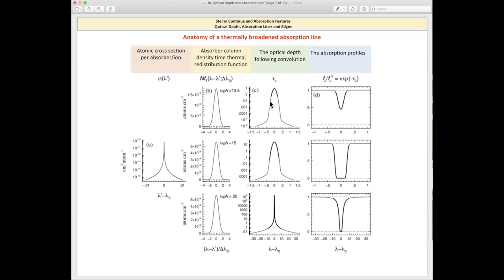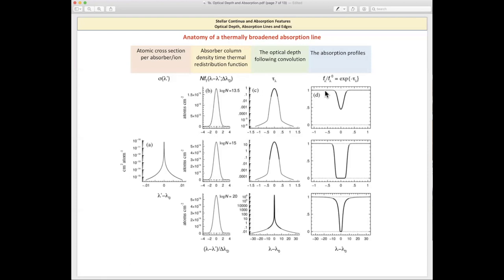But once you get down into these regions here, the optical depth is so small that effectively e to the minus tau is 1. If tau is 10 to the minus 4 down here, e to the minus 10 to the minus 4 is basically 1. So guess what? There's no flux decrement.